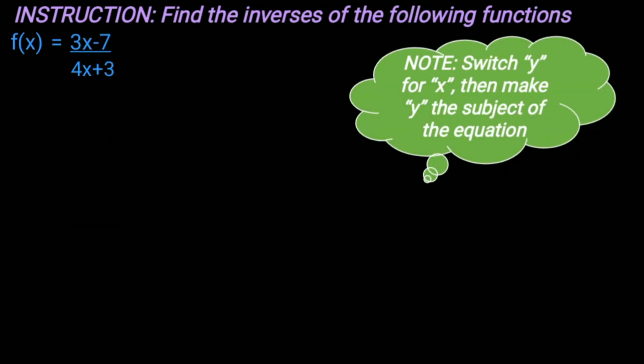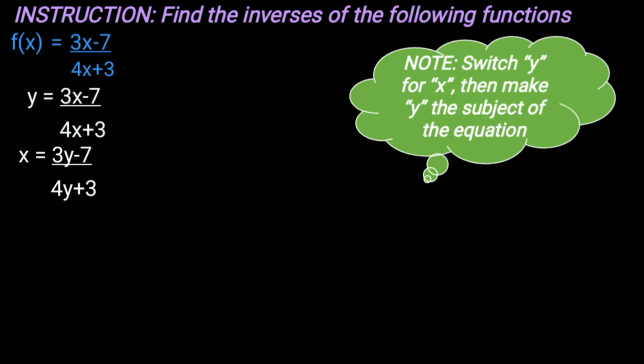Let's take a look at another example here. In this example, we are given f of x equal to (3x minus 7) over (4x plus 3). So we just have to write it as y equal to (3x minus 7) over (4x plus 3). The next thing we want to do is to bring in the concept of finding the inverse of a function, which is switching y for x in the equation. So in this case, we have x equal to (3y minus 7) over (4y plus 3).